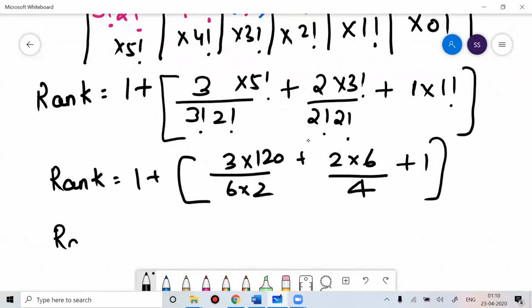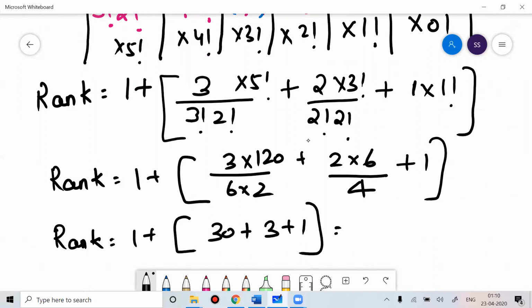So the ranking of this would be 1 plus 30. So this is 12 by 4 is 3 plus 1. So the answer is 35. The ranking of the word banana would be 35.